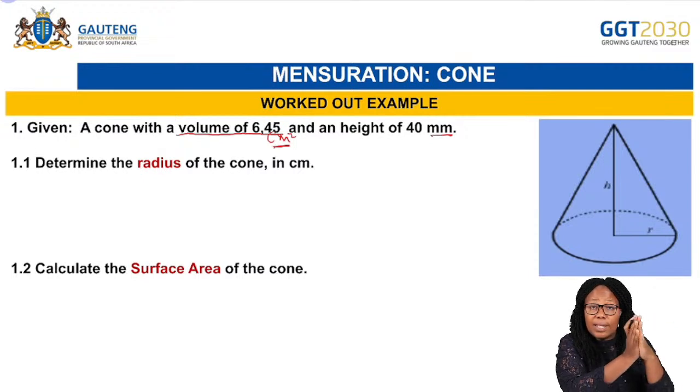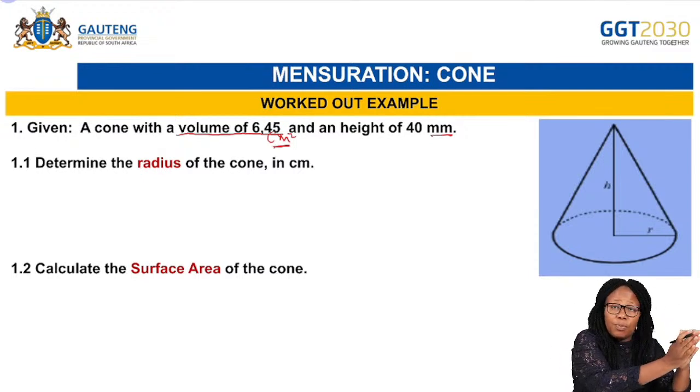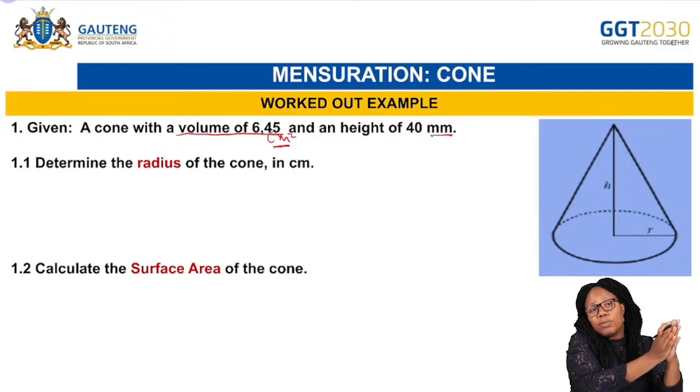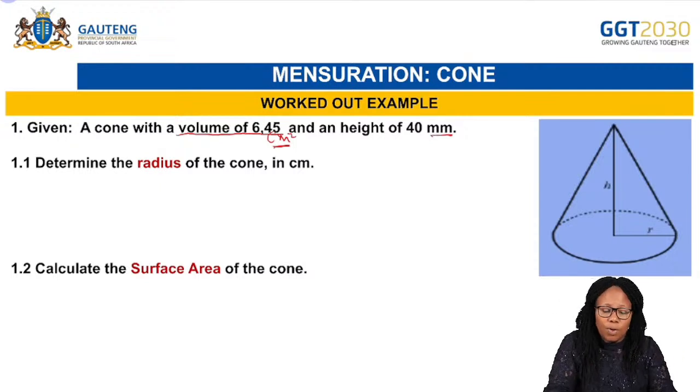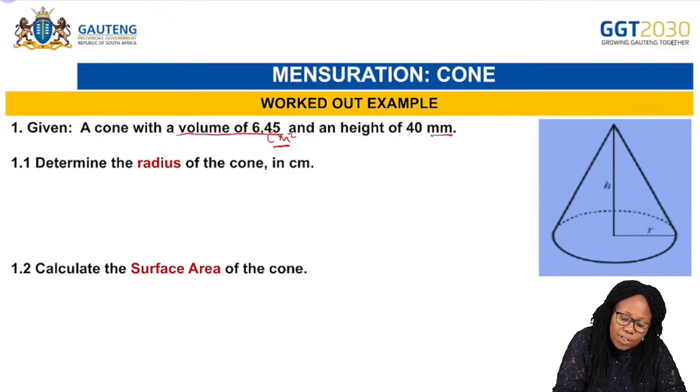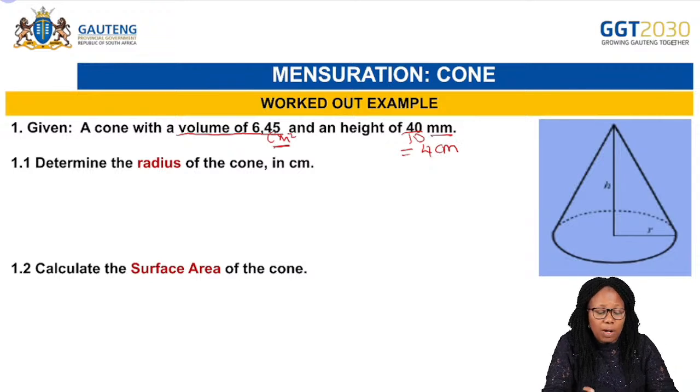Okay, the movement is from millimeter, which is smaller than centimeter. You are moving from small to big. Therefore, when the movement is small to big, we are dividing. So we are going to divide this by 10. 40 divided by 10, then it will give us 4 centimeters. Happy now. Everything is now in centimeters. Right. Now determine the radius of the cone. It's only then that we can start answering your questions after having the same units, grade 12.